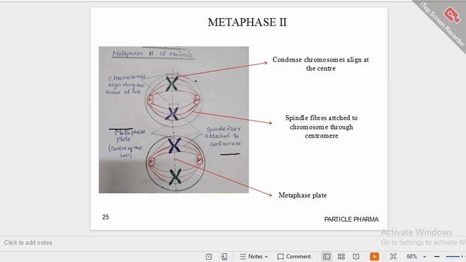In metaphase 2, we can see there will be a chromosome alignment again at the center line, which is an imaginary line, that is the metaphase 2 plate. There is no such thing as a line in the cell, it is just an imaginary line. Along with that, the sister chromatids or condensed chromosomes align at the center. And the spindle fibers, which have arisen from the centrosome, will get attached to the sister chromatids so that they can pull them back to the poles. And this is a metaphase plate. So it will lead to the next phase.